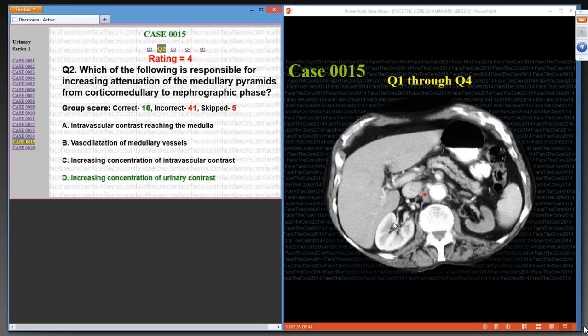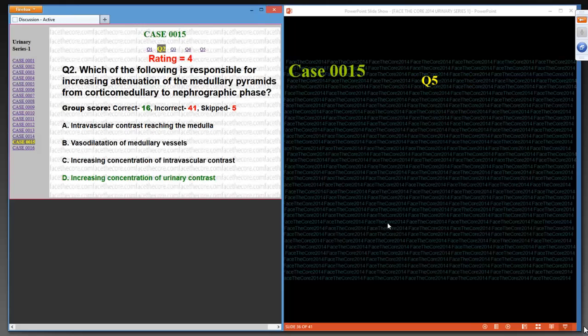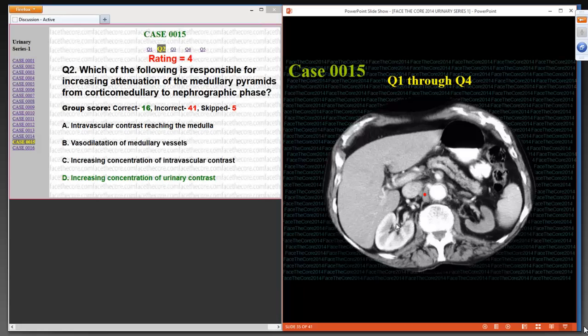What happens is that in the corticomedullary phase, the cortex is bright and the medulla is dark because the medulla has less blood supply than the cortex. However, as we go from corticomedullary to the nephrographic phase, all the glomeruli have begun to pour contrast into the urine, and it comes into the tubules and starts getting concentrated. In those 90 seconds, it's as quick as that.